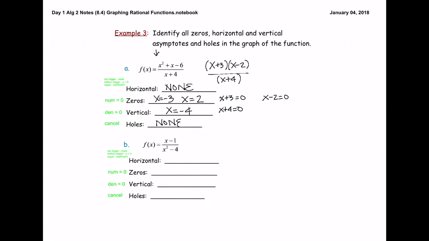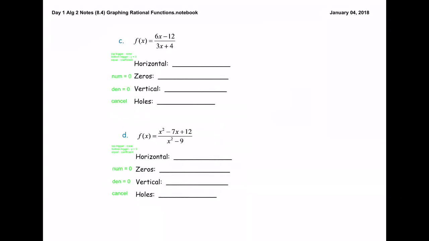In the second example, our degree on the bottom is bigger, so we get y is equal to 0. We then factor. We have no factors that cancel, so there are no holes. Our numerator, or our zeros, would be at x is equal to 1. To find our vertical asymptotes, we set our denominator equal to 0, so we get x equals -2, x equals +2. When we look at example C, we see that our degrees are the same.